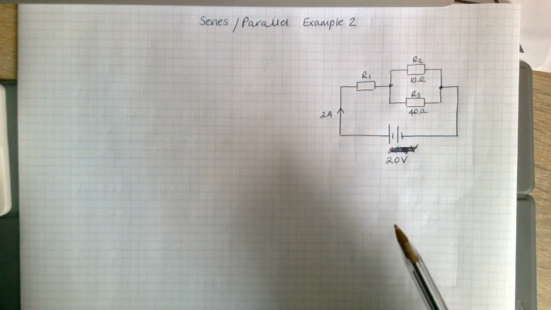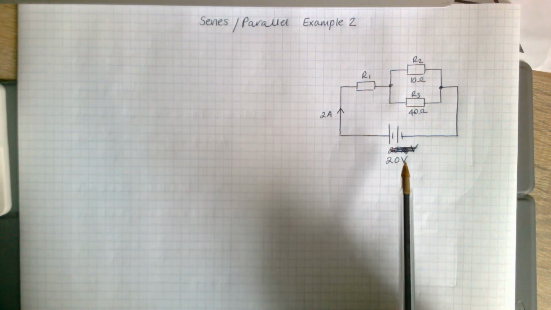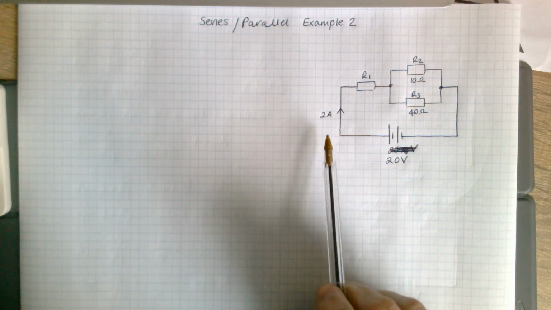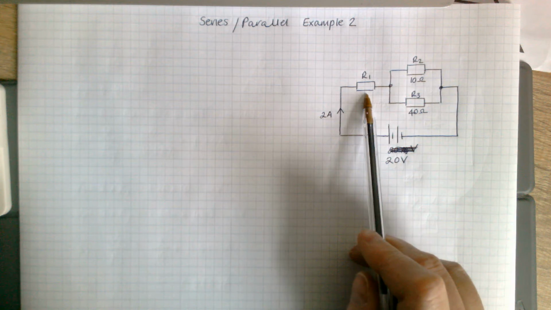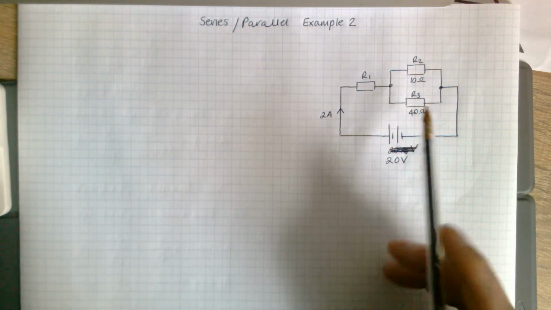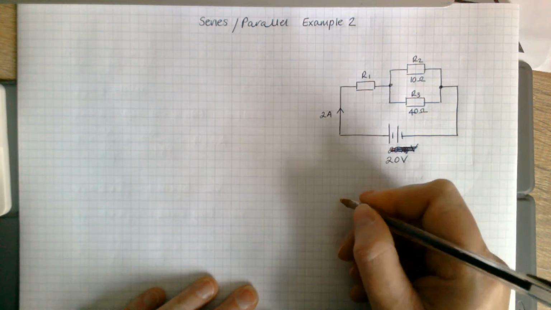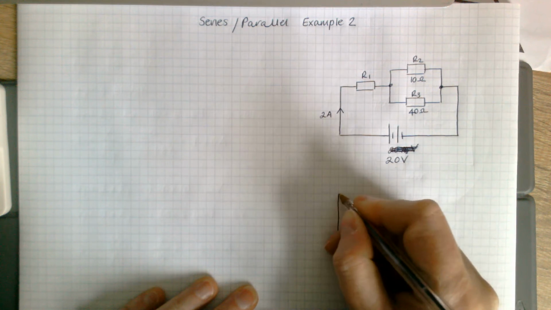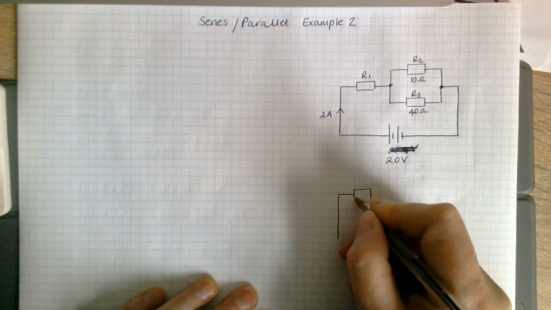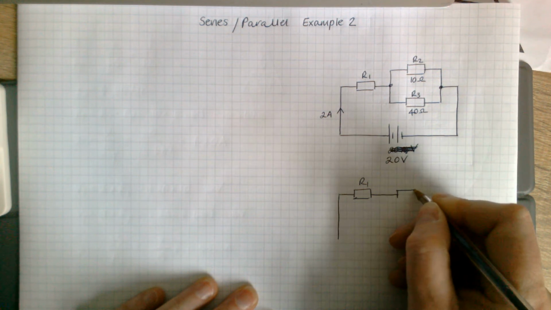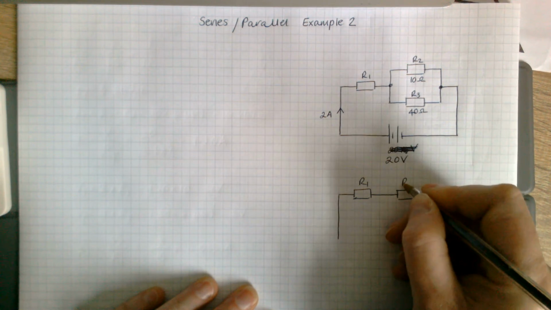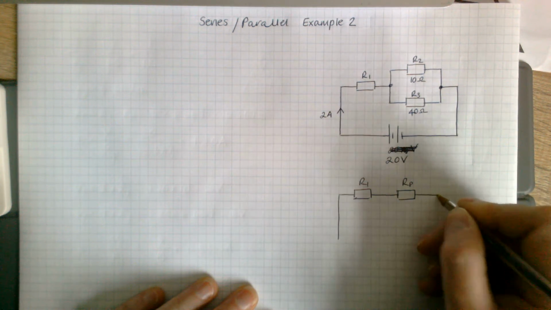Okay, so this is a second example. What you should notice in this example is you're given the supply voltage, you're given the supply current, you're not given a value of R1, but you are given a value of R2 and R3. So this would have the same type of equivalent circuit, albeit that you don't know the value for R1. You could get a value for RP though.